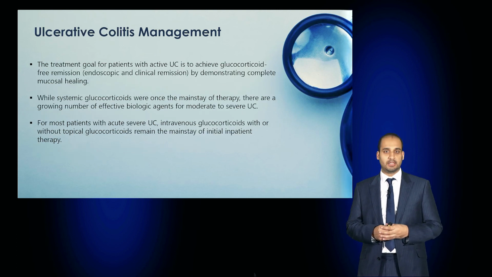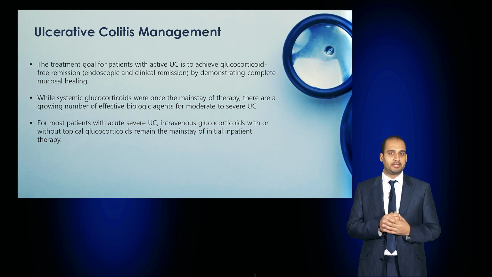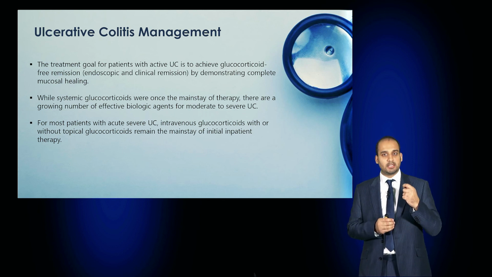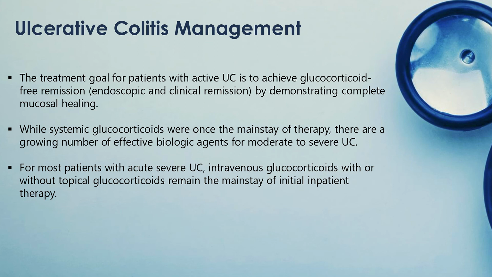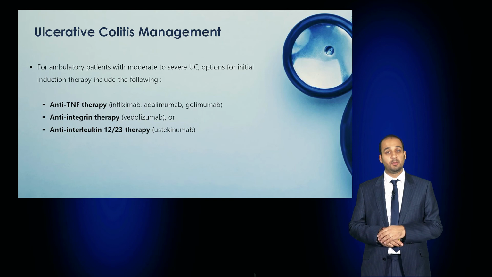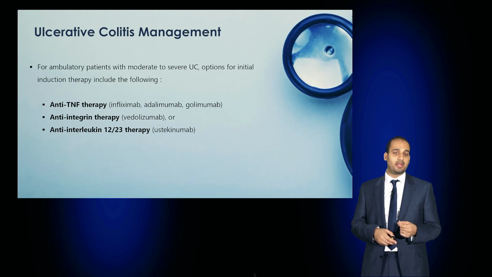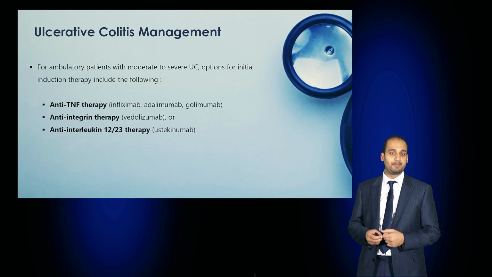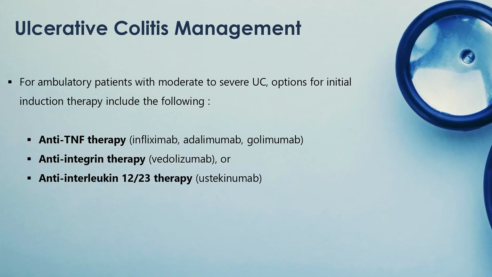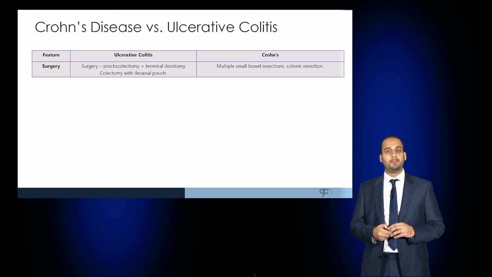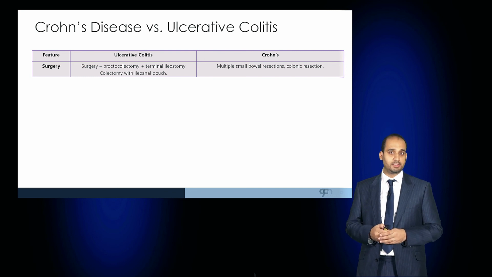Similarly, patients with ulcerative colitis, the aim is to achieve and maintain remission, and although glucocorticoids may be effective, biologic agents tend to work very well for moderate to severe ulcerative colitis. For ambulatory patients with ulcerative colitis, anti-TNF therapy with infliximab, adalimumab or golimumab may be useful in selective patients, or anti-integrin therapy such as vedolizumab or anti-interleukin 12-23 therapy with ustekinumab. Bear in mind that for refractory cases, patients may require surgery.